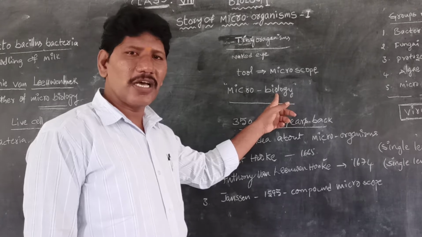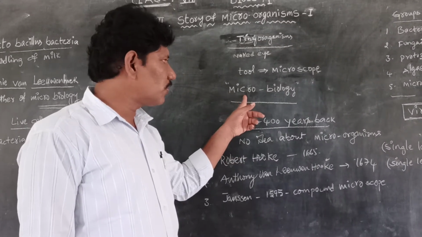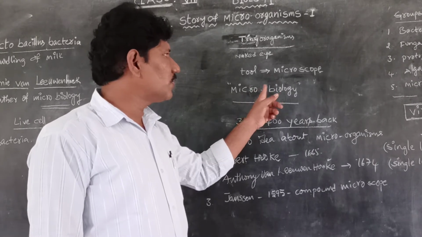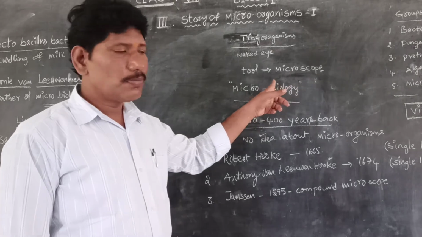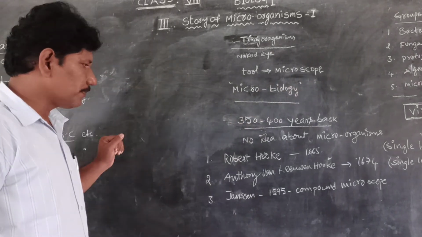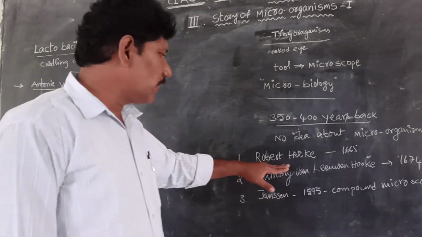Biology means the study of living organisms. Of course, they are minute. It is a separate world. We can observe and study these microorganisms with the use of microscopes. Next, coming to the invention of microscopes, the first one is Robert Hooke.